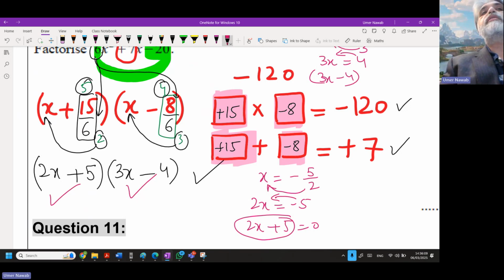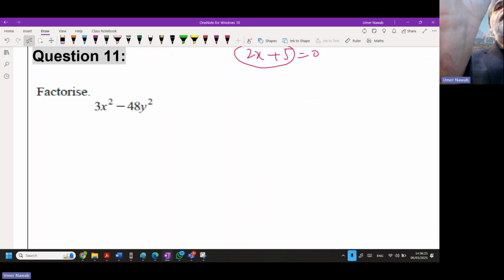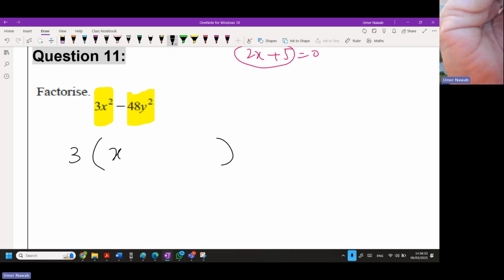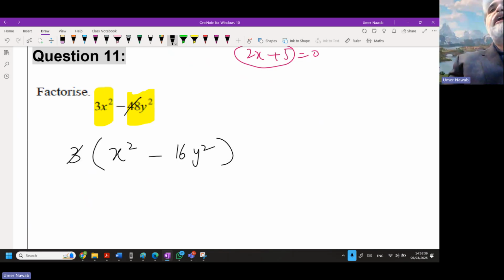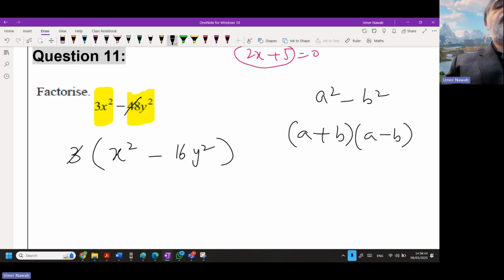But my suggestion is to try to utilize your whole effort in doing the mental way, like try to search for the two numbers. When you multiply them, you should get minus 120, and when you add them, you get plus 7. This particular question looks like I can take something common from them. So I will take 3 outside common. So I'm left with 6x squared, and 48 divided by 3 gives you 16y squared. Imagine I told you the a squared minus b squared formula, because this is equal to a plus b and a minus b. Okay, so I'm going to write here 3.